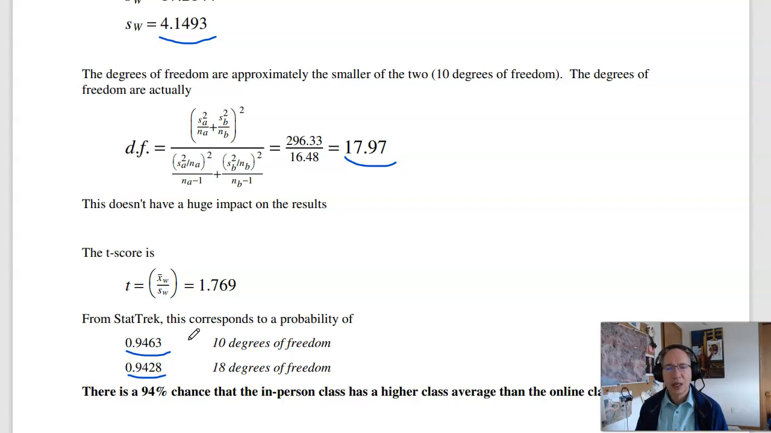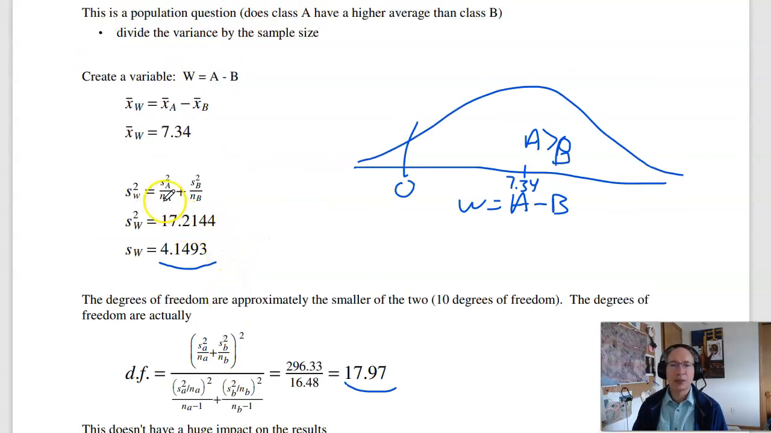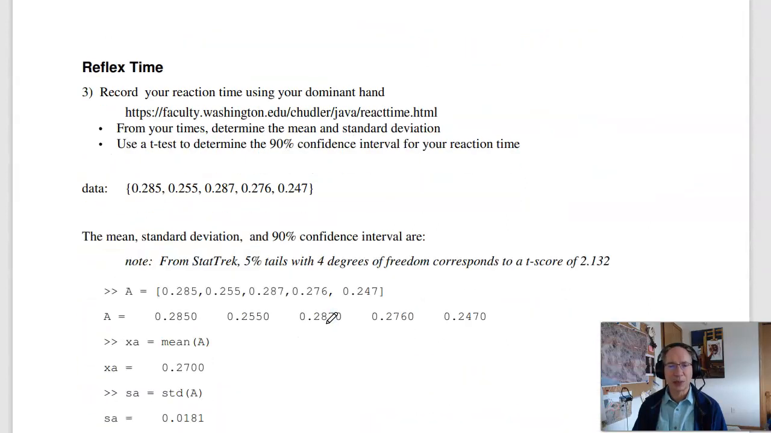Basically, there's a 94% chance that the class average for in person is higher than the class average online. Now, a couple people didn't do the population, they did an individual, which is fine. If you do an individual, I don't divide by the sample size. And you get 66%. What that tells you is, if you take a single random person in person and a random person online, there's a 66% chance that the in-class person had a higher average. So, at least for me, it does appear that in-person is better than online.